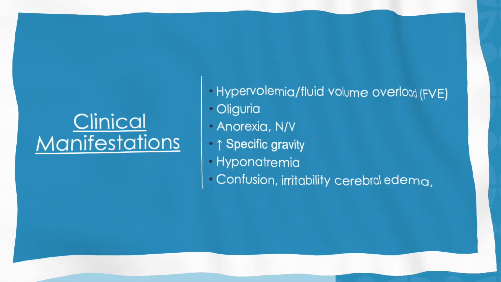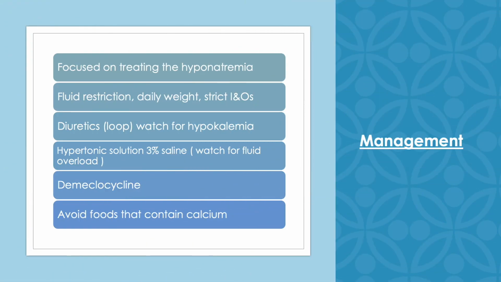Now, this disorder is managed in the ICU, the intensive care unit, and it is managed focused on hyponatremia. We're going to restrict fluids because fluid volume is already too high. Also, implementing daily weights and I's and O's is important for monitoring. Diuretics, guys, are given to get rid of fluid, but remember, being that hyponatremia is in play, we're going to want to be careful when giving them because remember, when we lose fluids, we also lose electrolytes. So this can put the patients in an even more hyponatremic state, okay?